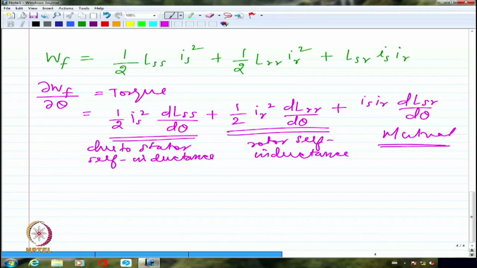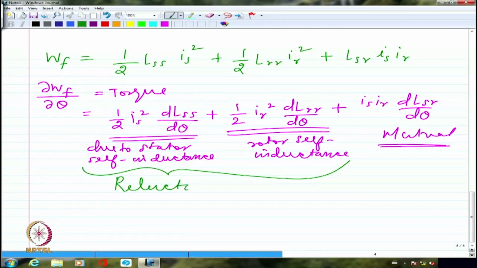So if I may say that these two are due to variation in the reluctance, the self-inductance variation is essentially due to the variation in the reluctance path. So these two are generally known as reluctance torque components. So these are reluctance torque components.